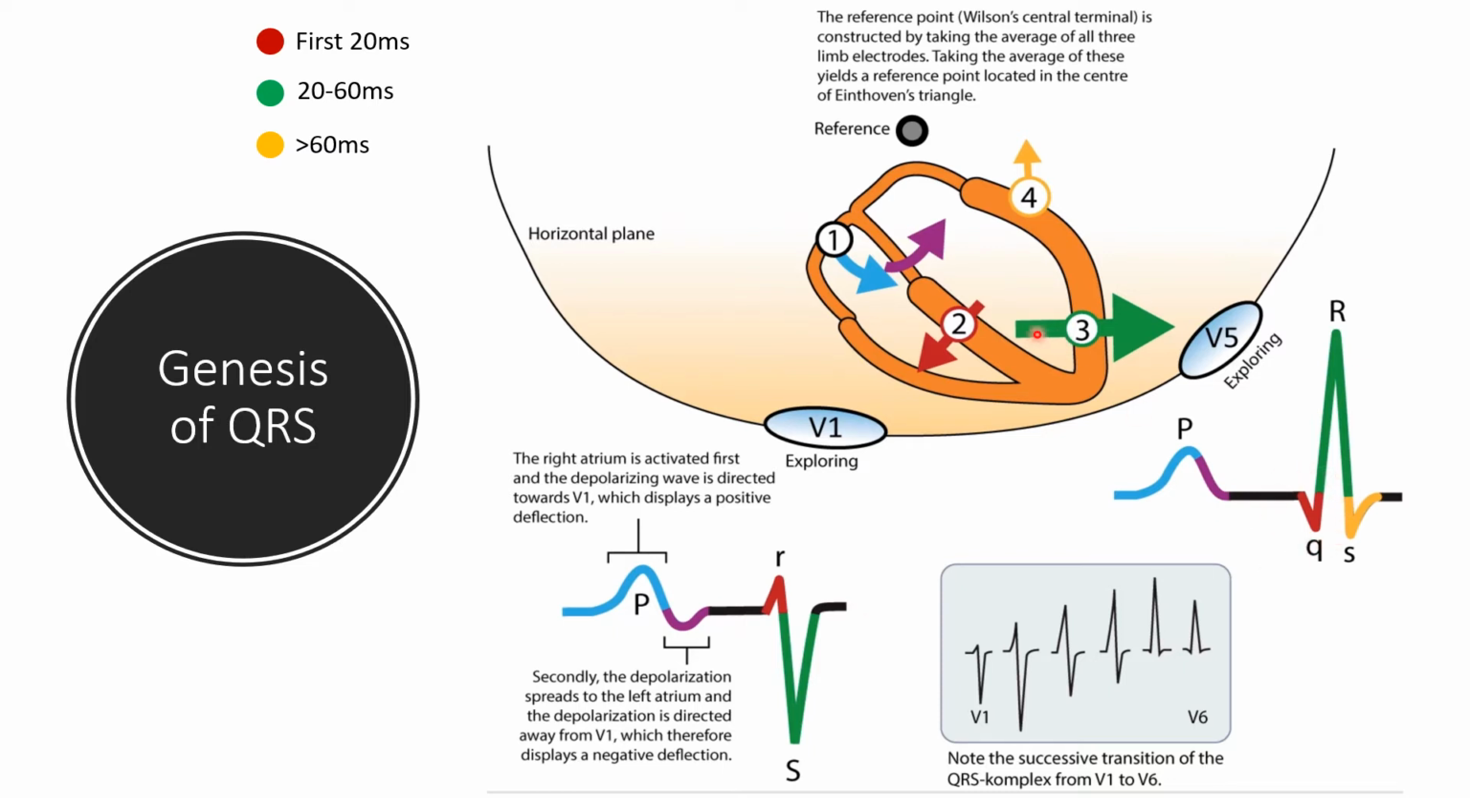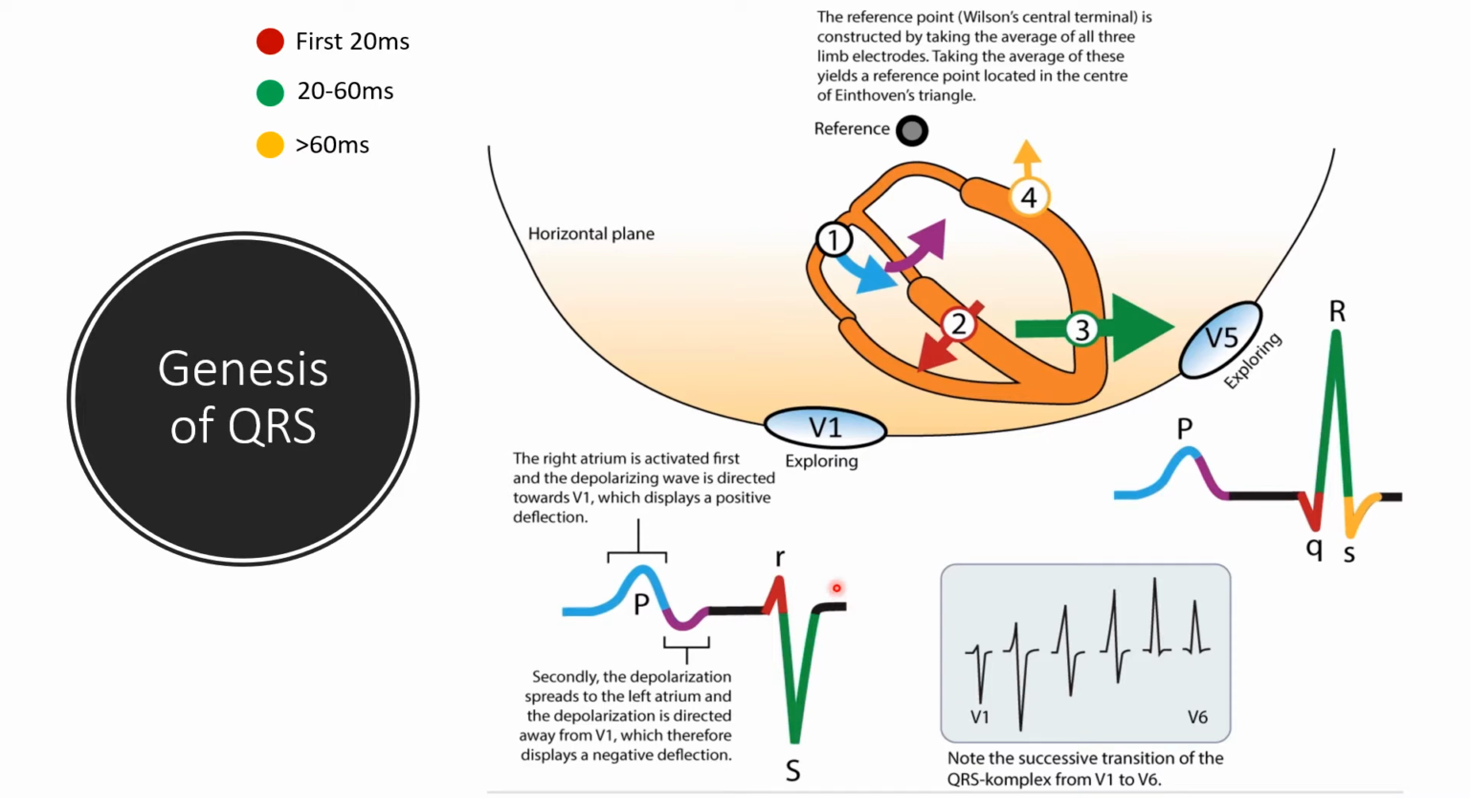Now part 2 is this green arrow, which is mostly the LV depolarization, which goes towards the left and towards V5 and V6 and away from V1. Therefore it is represented by a big R wave in V5 and V6, as it's going towards those leads, and a big S wave in V1, as it's going away from that lead.